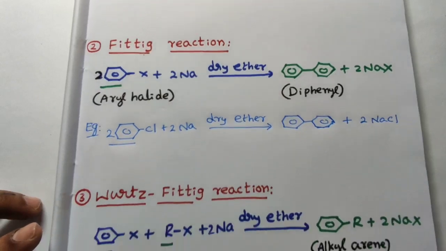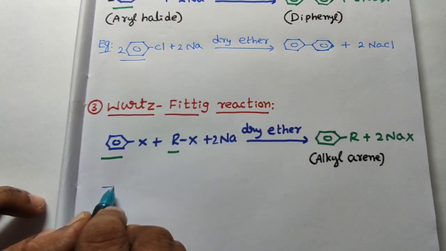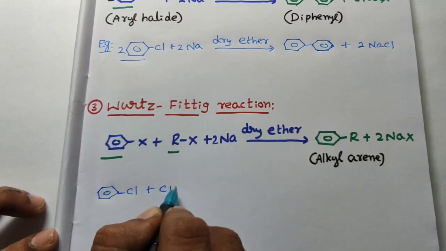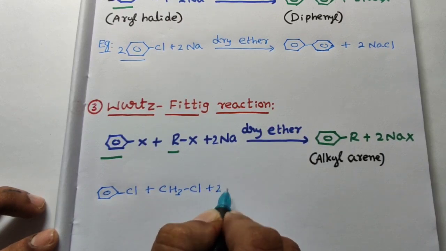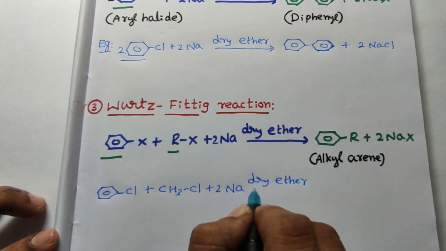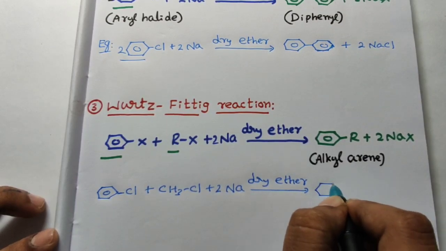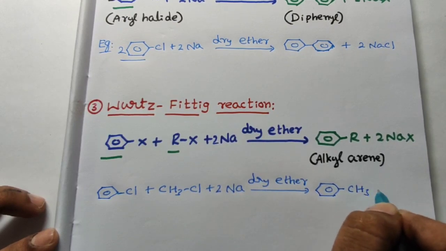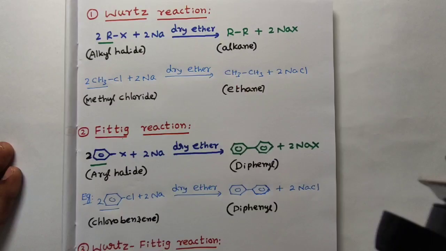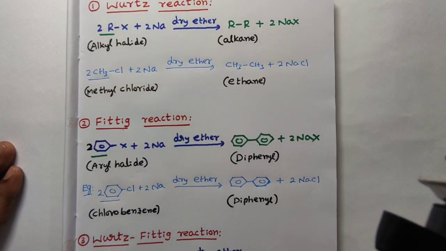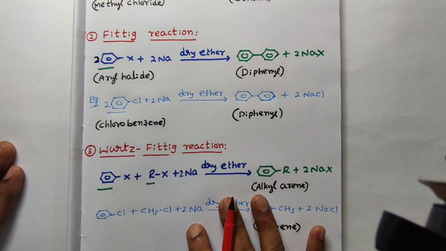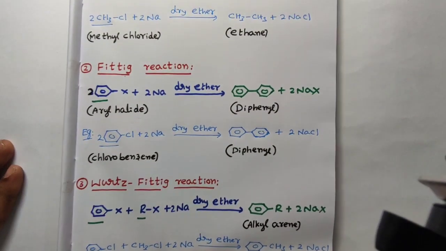And next, Wurtz-Fittig reaction. So first you can take chlorobenzene or bromobenzene, and next CH3Cl, with 2 moles of sodium in presence of dry ether, to give methylbenzene, also called toluene. What is the remaining? 2 moles of NaCl. Clear. Yes, this is the first trick to remember Wurtz reaction, Fittig reaction and Wurtz-Fittig reaction. Got it, right? You can write these three named reactions in your class notes.